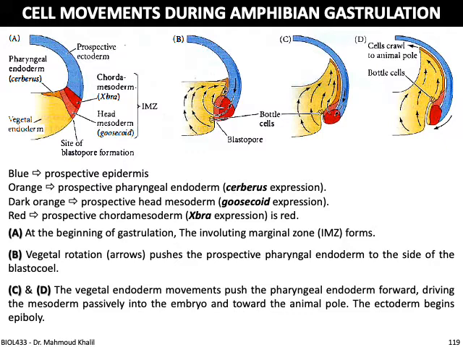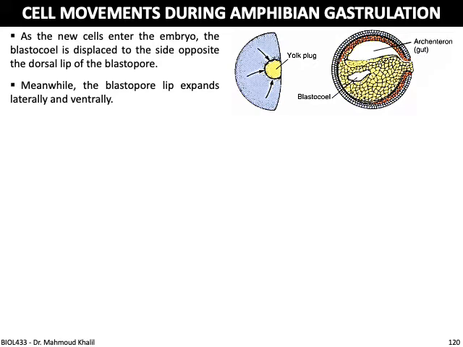The ectoderm as well begins epiboly, pushing and trying to cover the embryo from the outside. So in this figure you can see that most of the endoderm has been internalized. The ectoderm, represented by the blue color, is almost covering the whole embryo, and the archenteron is well developed, which will form in future the gut, and the blastocoel is highly reduced. And as the new cells enter the embryo, the blastocoel is displaced to the side opposite to the dorsal blastopore.